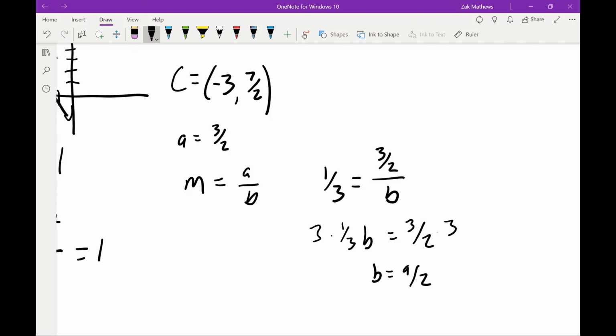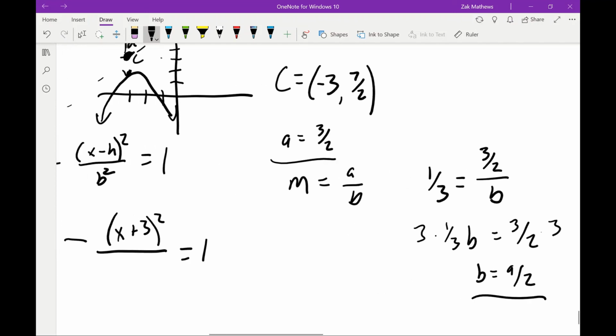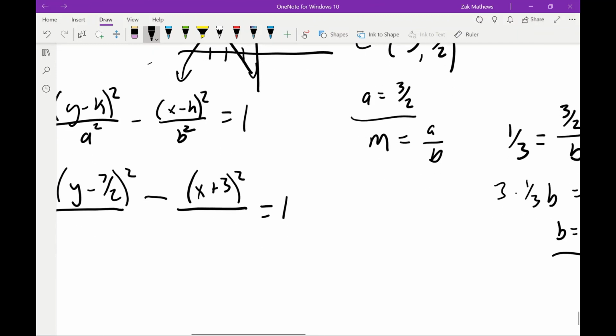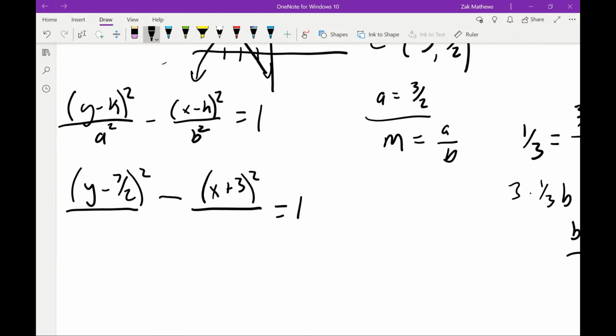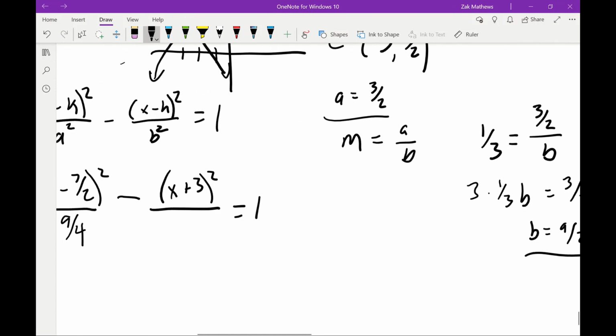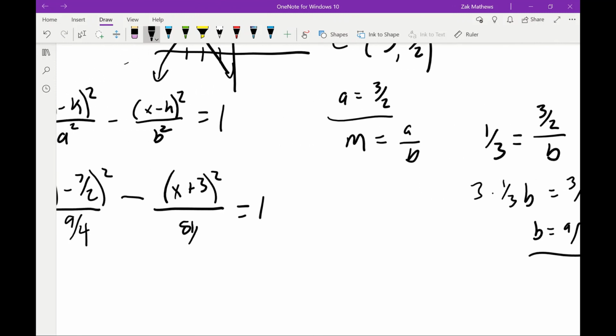And so now we have our A, we have our B. We just have to remember that when we're putting them in our equation, we have to square them. The A goes under the Y because the A is the positive element, it's opening up and down. 3/2 squared is 9/4. And then the B was the 9/2. 9 squared is 81. 2 squared is 4. So we get 81/4. And that would be our equation.